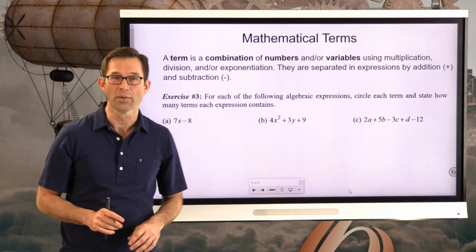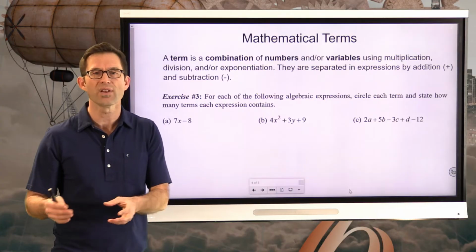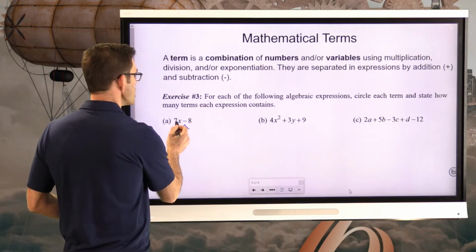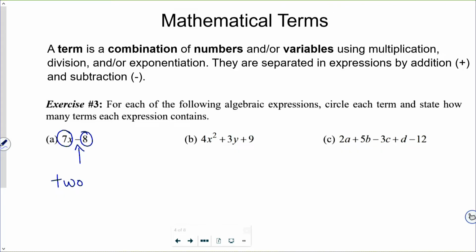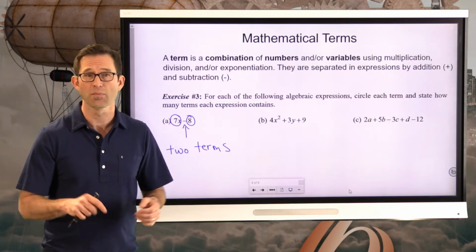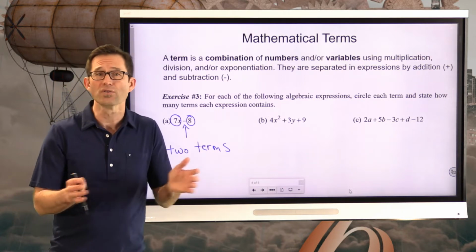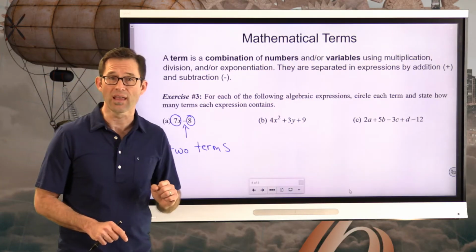So let's talk about this a little bit. So letter A, 7x minus 8. You can almost hear it in the way I talk, 7x minus 8. So what I can tell is because of this one subtraction, all right, I can see that I have two terms. Remember, a term, right? A term is a combination of variables and numbers using multiplication, division, and exponents. 7 times x is a term. 8 is a term. I know that there's nothing else there, but that's okay, right? So we've got two terms, 7x and 8, right?